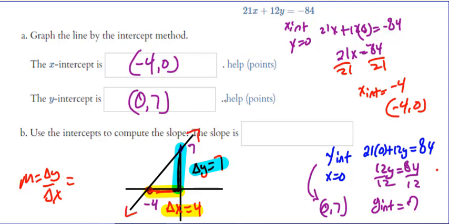As far as this increase, it's a positive. So looking at it, change in y is 7, change in x is 4. So the slope is 7 over 4. So that's what they are wanting you to do when they ask for the x and y intercepts. Okay.